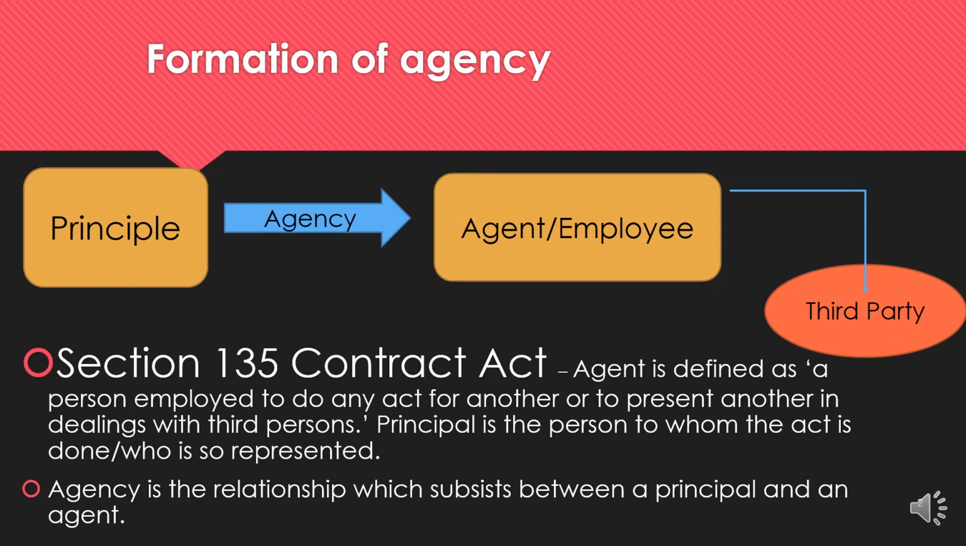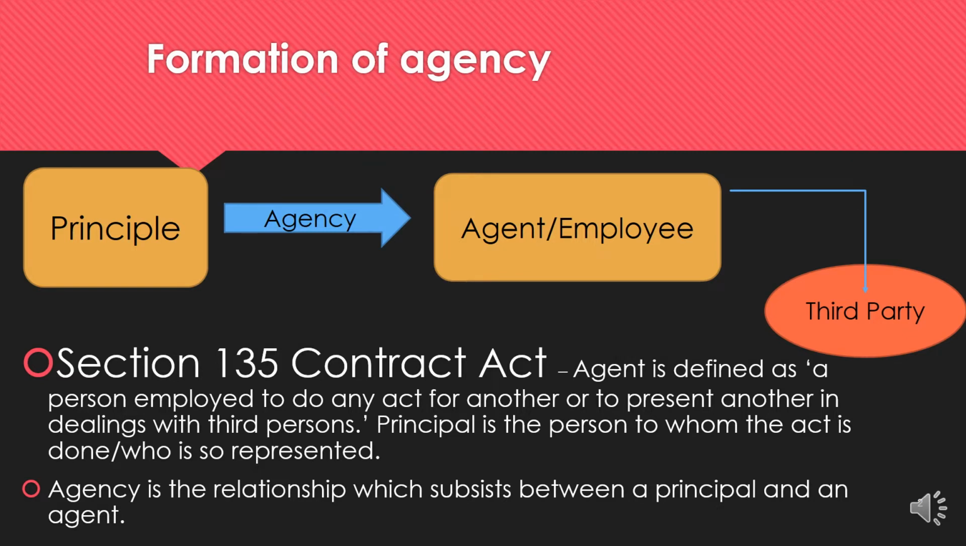Okay, formation of agency. Section 135 of the Contract Act provides that an agent is defined as a person employed to do any act for another or to represent another in dealings with a third person. So the principal is the person for whom the act is done, who is so represented, and agency is the relationship which subsists between a principal and an agent.